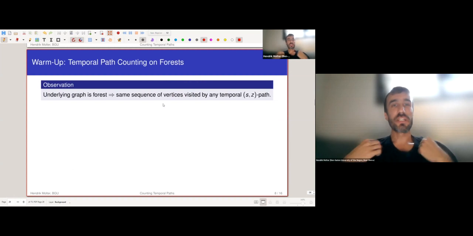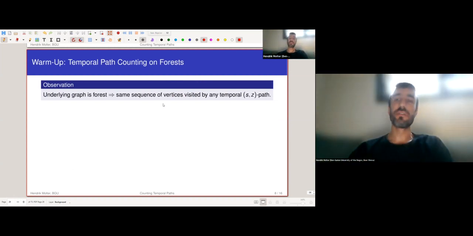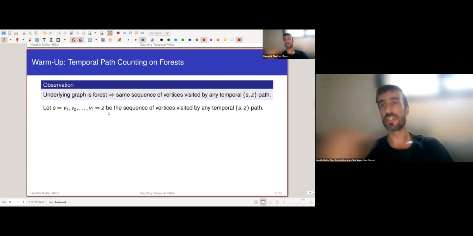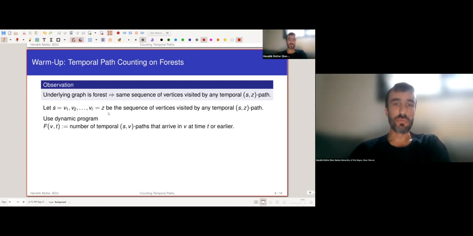Okay, but as a warm-up, I want to show you how to count temporal paths if the underlying graph is a forest. And we can make a simple observation that if the underlying graph is a forest, then all temporal s-z paths will follow the same sequence of vertices. So we can kind of reduce our problem to the problem where we are given a sequence of vertices and we want to know how many temporal paths there are that follow the sequence of vertices. And that we can do by dynamic programming.